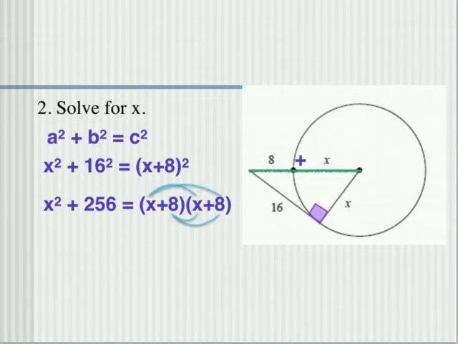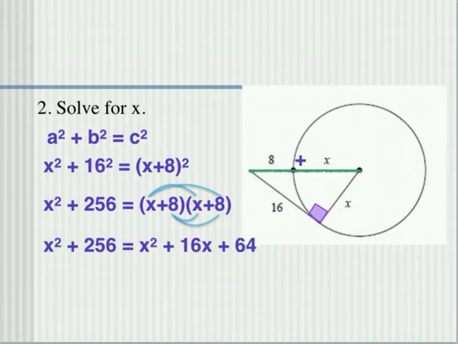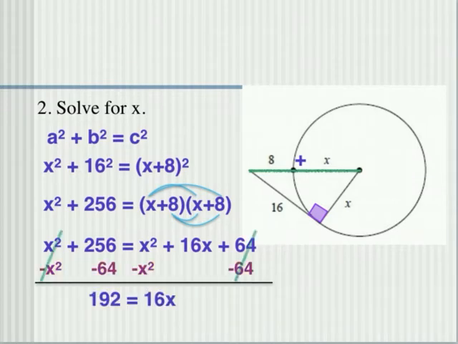So when you distribute the x in the first parenthesis and the 8 in the first parenthesis, what you really get for the right side of your equation is x squared plus 16x plus 64. Now, when you try to get like terms together, you can minus x squared from both sides. Oh, they actually cancel each other out. Minus 64 from both sides. And then divide both sides of the remaining equation by 16 to isolate x. You get x equals 12.